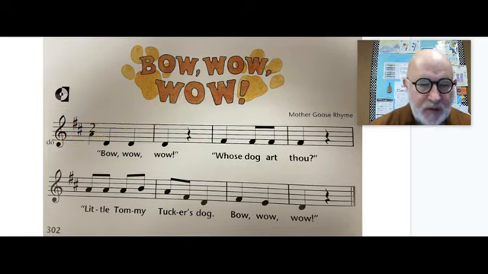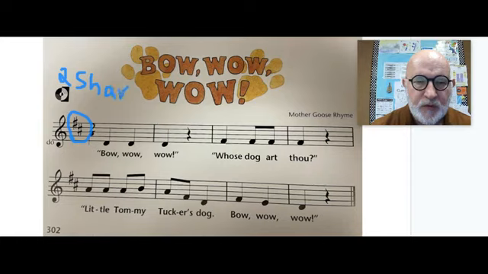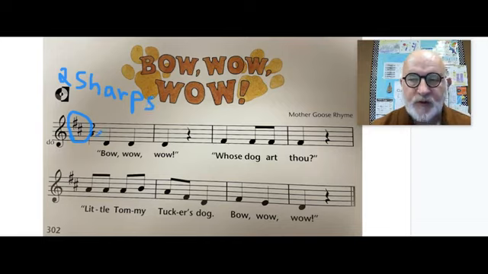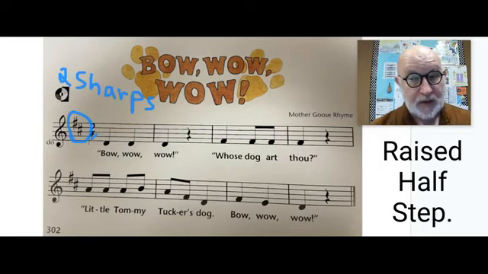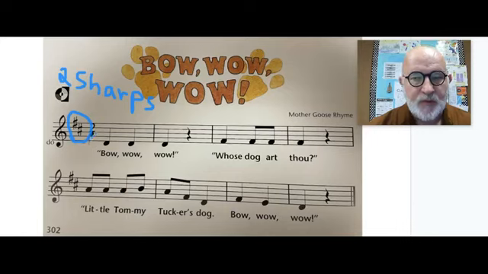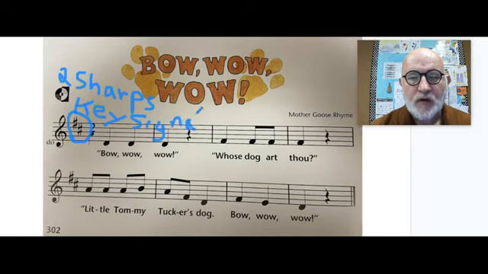And now, oh my goodness. Let's get another color here. Here is the key signature. And we have two sharps in the key signature. Two sharps. And the sharps tell us to raise the pitch a half step. Do, re, mi, do, re, mi. Okay, so, but we have two sharps in the key signature. Everybody say key signature. Key signature.